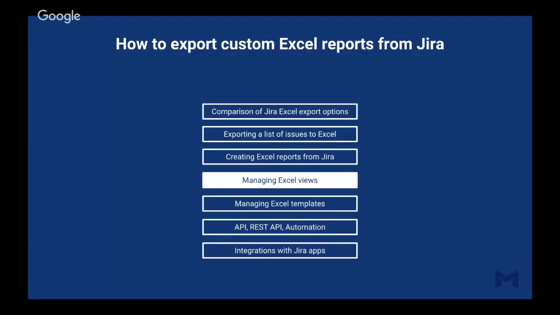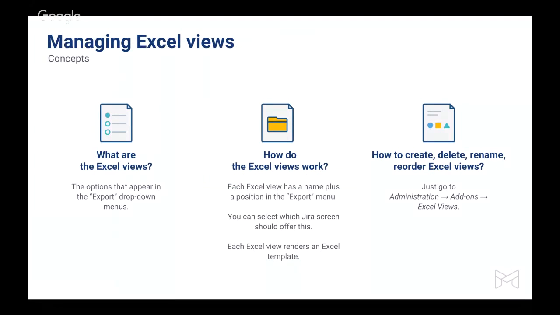Okay, and next up is Excel views. Excel views are really the export types or menu options that appear in the export drop-down menus. These are the elements of those export menus. They have their own names and positions in the menu. Then you can refine which export menus in which Jira screen should offer what view. So for example, a story card export may make a lot of sense in a Scrum board or an issue navigator, but not a lot in Service Desk.